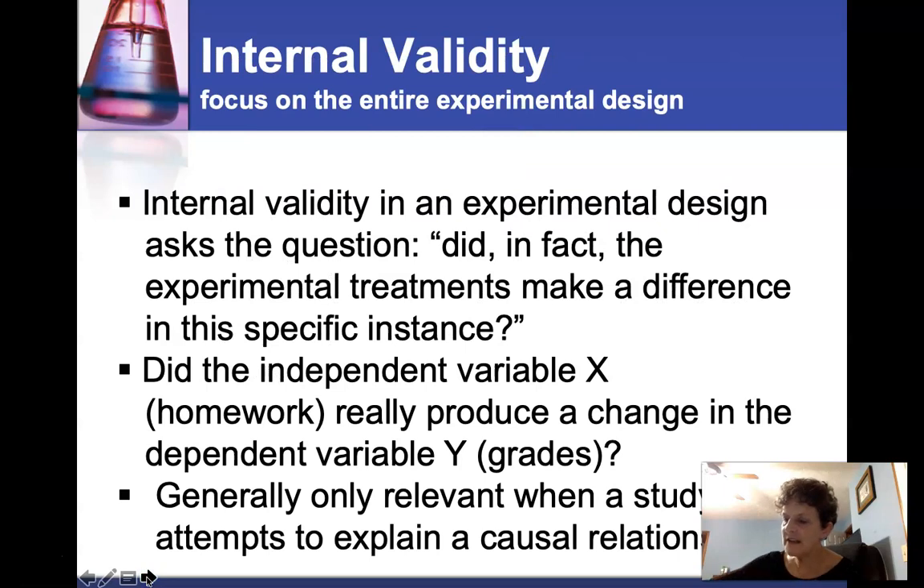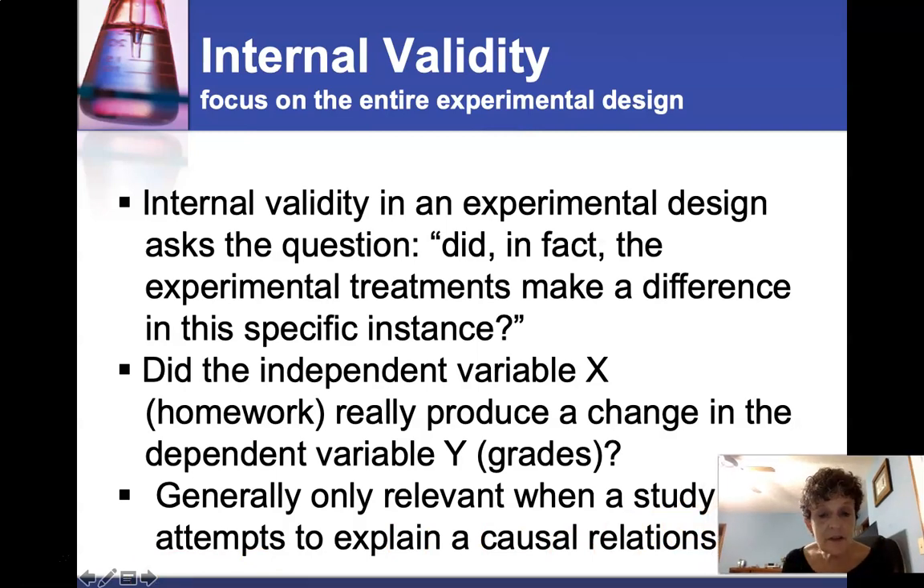Then we have internal validity. We have to talk about, did an experimental design make a difference? The treatments, did they make a difference in a particular instance? How much can we pull from this particular thing? And so we go back to the variables. Did the independent variable, the X, the homework, really produce a change in the dependent variable, which are your grades? This is usually only a relevant type of validity when you're trying to explain a cause and effect. The independent, the cause, making the effect on the dependent.